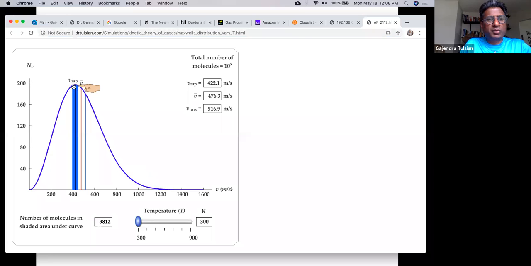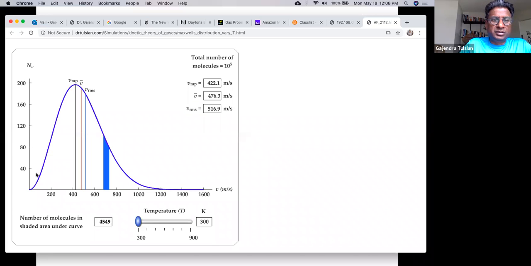This is the most probable speed. This is the average speed, and this is the RMS speed. So you can see that the RMS speed is greater than the average speed, which is greater than the most probable speed. But they're quite close to each other, so we roughly talk of them as roughly the same. Here they differ by about 20%. The RMS speed is 516 meters per second, the average speed is 476, and the most probable is 422.